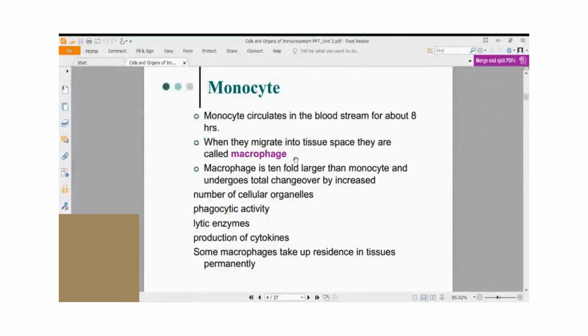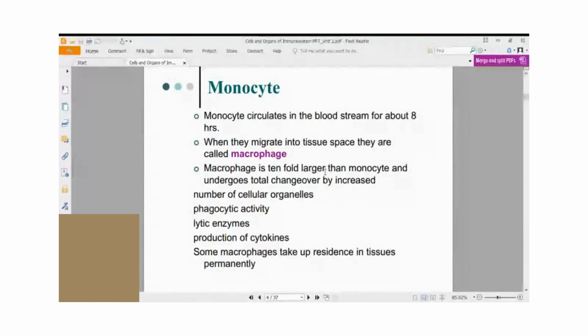One, they play a major role in scavenging the tissue spaces for dead cells. If the tissue cells have died, those dead cells are going to be eaten away by the macrophage and lysed. Therefore, they are called scavengers. Macrophages process the dead cells, and the debris of the dead cells is removed from the body by the macrophages.